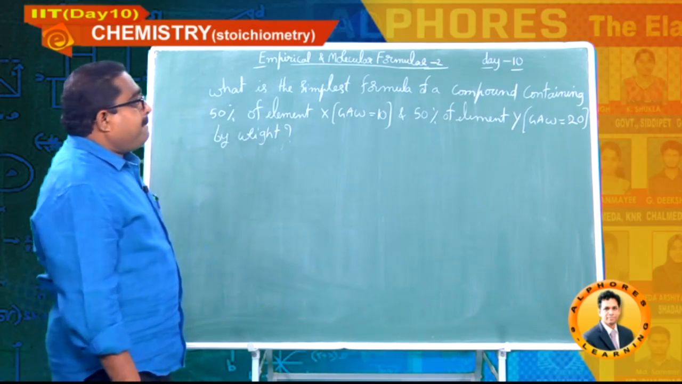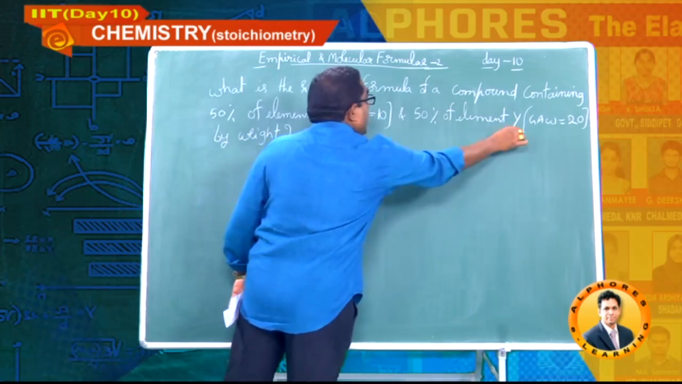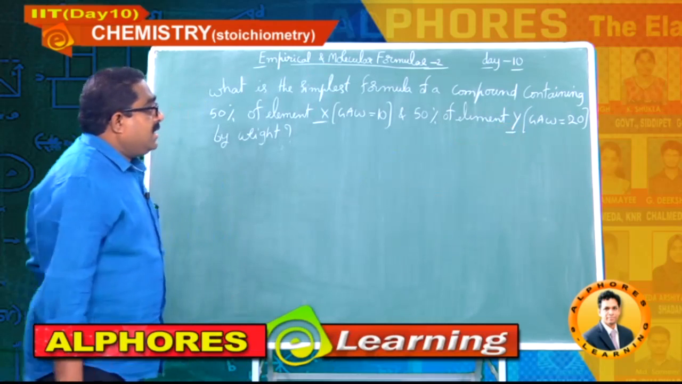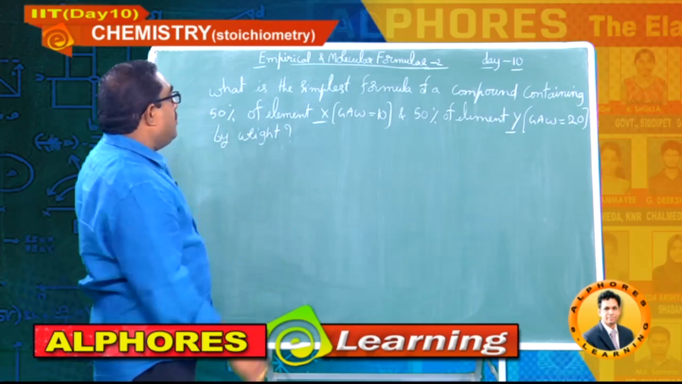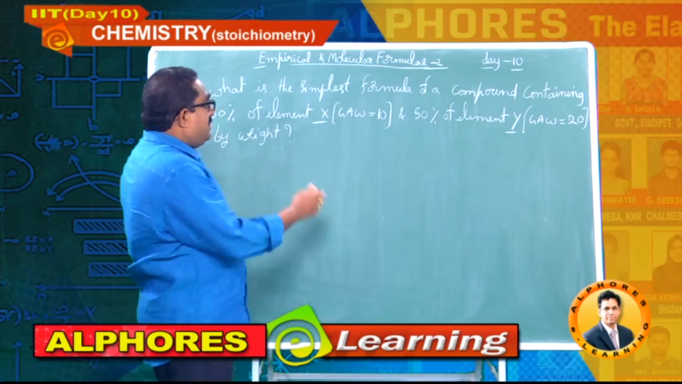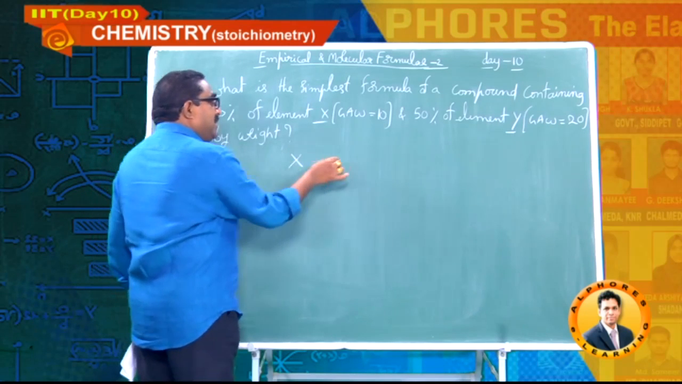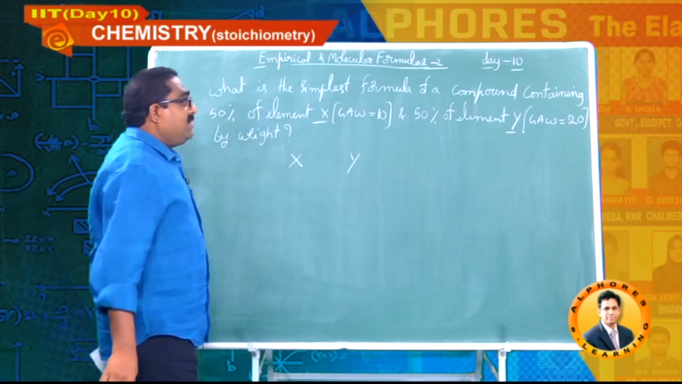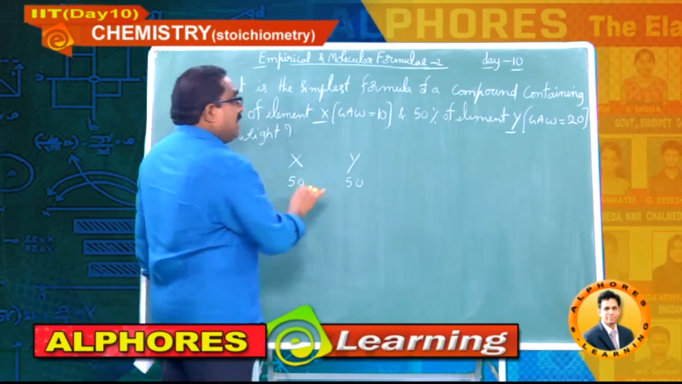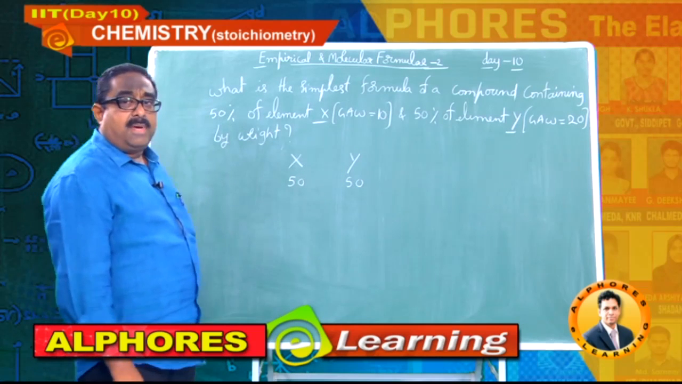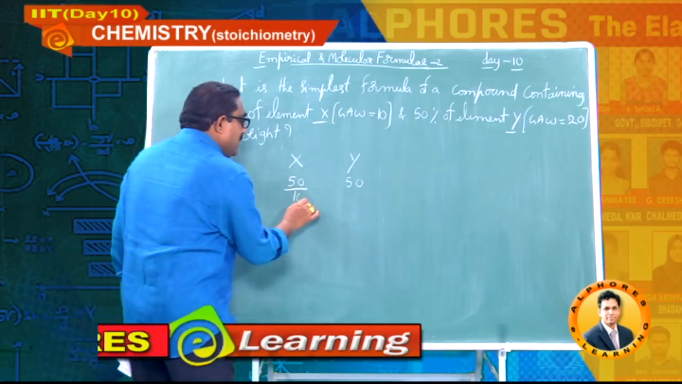He has given the mass percentages of two elements X and Y in the compound, and also given atomic masses. You should find out the simplest formula, nothing but the empirical formula of the compound. As usual, very simple. Yesterday we discussed this. X and Y percentages are 50-50. So first we have to divide the percentage masses by the atomic masses. I am doing that, students.